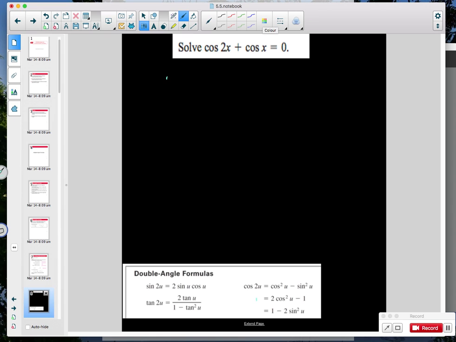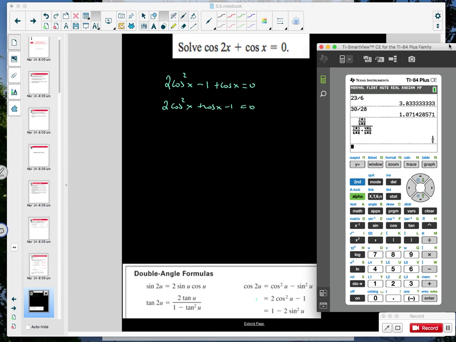So it's 2 cosine squared x minus 1 plus cosine x. I don't have to do it, but I just like to do it. It's 2 cosine squared x plus cosine x minus 1 equals 0. So this is a quadratic. I think I have shown you the way that you can do it, but I'm going to demonstrate for the purpose of the video. I have it on video how to do this quadratic using simultaneous equations.